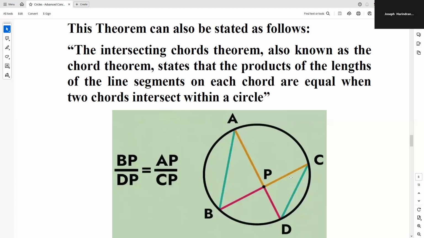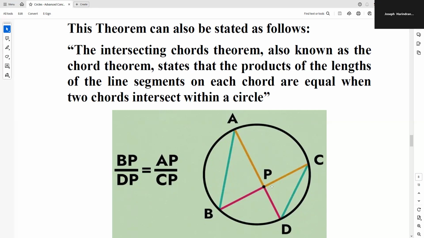One pair of angles is equal here. Another pair of angles: APB and CPD are vertically opposite angles. So by the angle-angle criterion of similarity, we say that triangle APB is similar to triangle CPD.